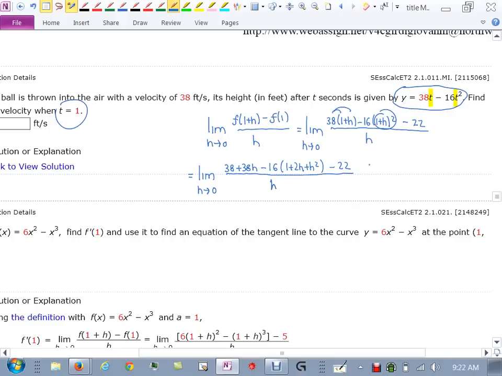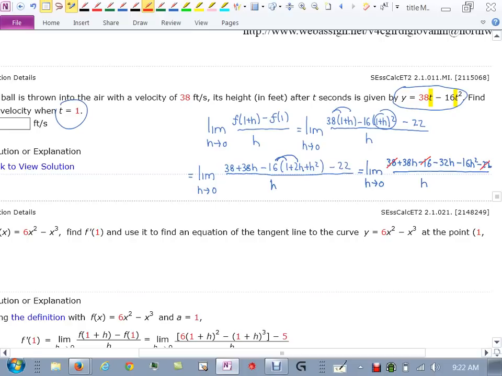And then I'll distribute that. Limit as h approaches 0. I have 38 plus 38h minus 16 minus 32h. So I just did minus 16 minus 32h minus 16h squared, and then I still had minus 22 there at the end. I'm running out of space. Definitely running out of space. All over h. What you'll notice here is that 38 minus 16 is 22, but then I subtract 22.